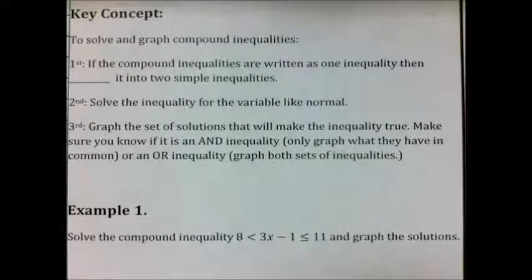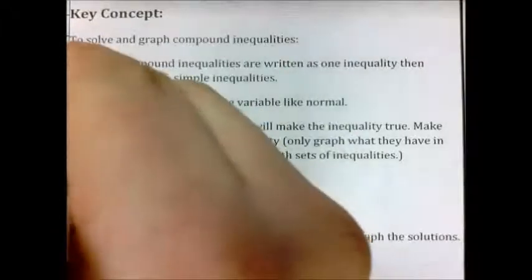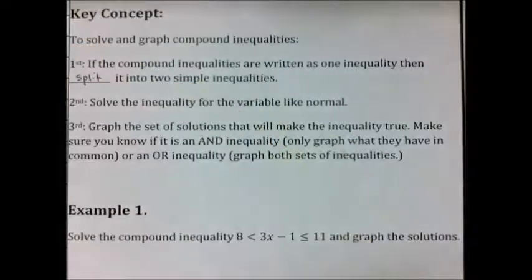So in order to solve and graph compound inequalities, the very first thing you're going to want to do is, if the compound inequality, remember there's two of them, is written as one inequality, then we need to split it into two different simple inequalities. The second thing would be to solve each inequality for the variable like normal. And then lastly, you would graph the set of solutions that will make the inequality true.